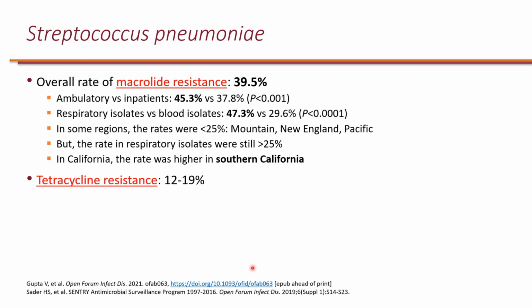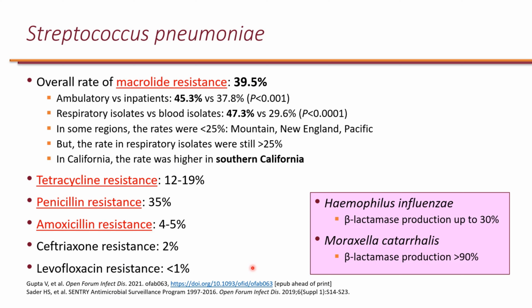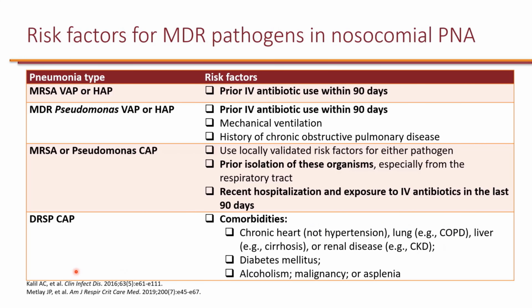Tetracycline resistance is also high, 12 to 19% of the isolates. Penicillin resistance is also high at 35%, and amoxicillin resistance is 4 to 5%. Ceftriaxone resistance is relatively low, and levofloxacin resistance is very low. Now, the other organisms, Haemophilus influenzae, as well as Moraxella catarrhalis, they produce beta-lactamases. In fact, more than 90% of Moraxella make beta-lactamases, and up to 30% of H. flu produce beta-lactamases.